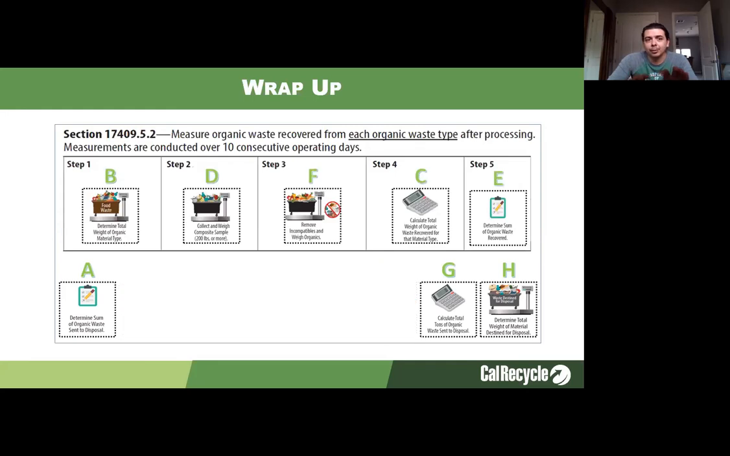In this case, the answer was B, D, F, C, and E. Remember that the operator is determining the total weight of organic waste in that material type. You collect your sample of at least 200 pounds. You remove incompatibles and weigh it again. You calculate, and here are the key words: you're calculating the weight of organic waste recovered. So that focuses on recovery, and then you're also determining the sum of organic waste recovered. Looking at the 23 responses I have, it looks like 13 of you got that right. So great job.